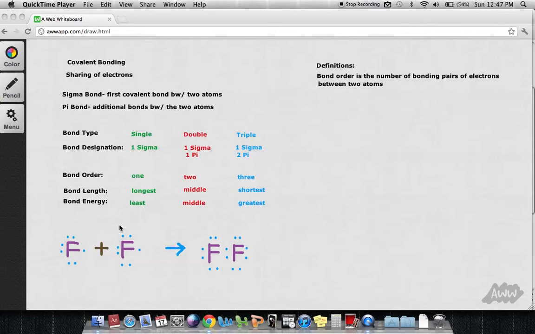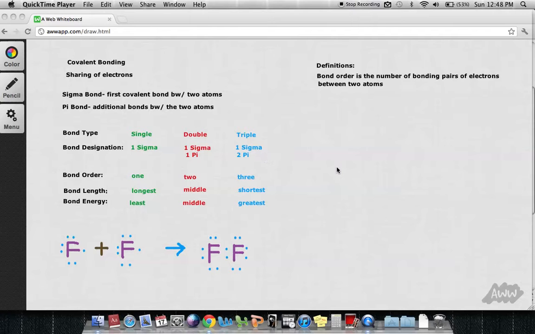First of all, let's look at this example right here, F2. The fluorine atoms each have 7 valence electrons, and in order to have a complete octet, they need one more valence electron. Since there isn't a cation that can donate an extra electron, what they have to do is share electrons between them. So each of the fluorine atoms now has 8 electrons, because one electron from each of the fluorine atoms is being shared. And that is what is known as covalent bonding.